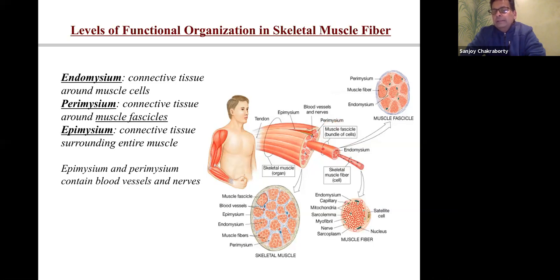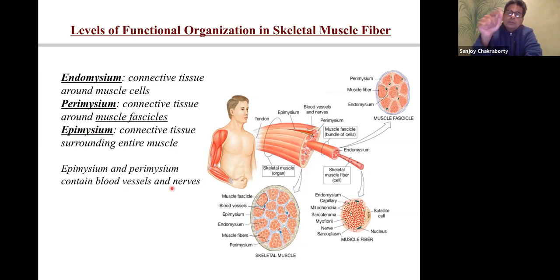In this picture, we have 11 bundles. And then something goes around all of them, that's called epimysium. So epi is outermost, peri is in the middle, and endo is the innermost layer. That's how our skeletal muscle cells are organized. When you're looking at a muscle, you're looking at this bundle.